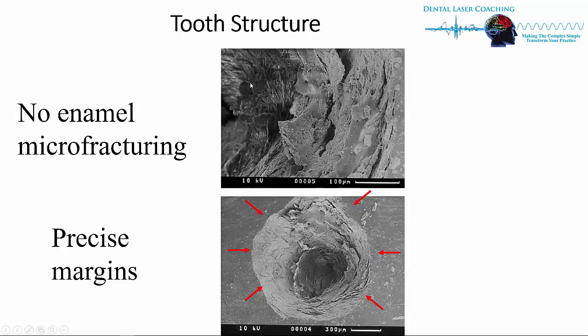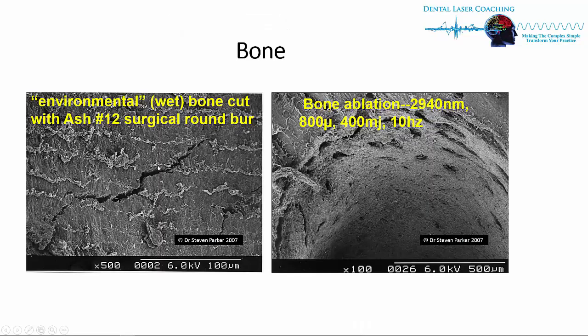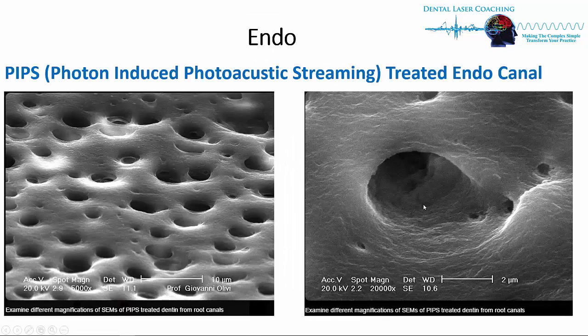Same thing on tooth structure. Look at the microfracturing that happens with the friction of a handpiece. With the laser, it's non-contact. It's an ablation on the surface. No microfractures like here we have on the bone. We don't have that with a laser when we use the proper settings.